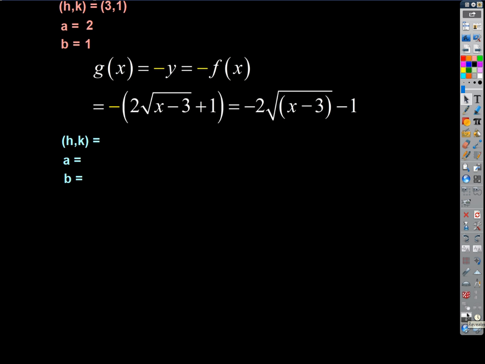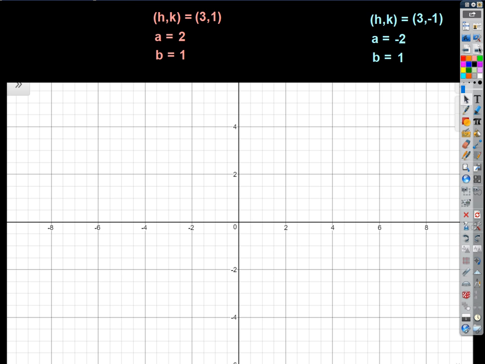What's going to be the value of h and k for this new function? What's h? -3. No, 3. 3, and k is -1. Okay. What about a? -2, right? Okay, what about b? 1. So b stayed 1, but a turned to -2. So let's sketch that. What's that going to look like?